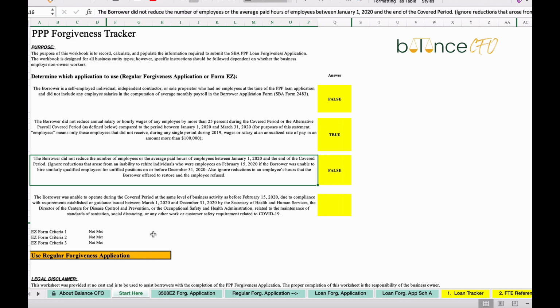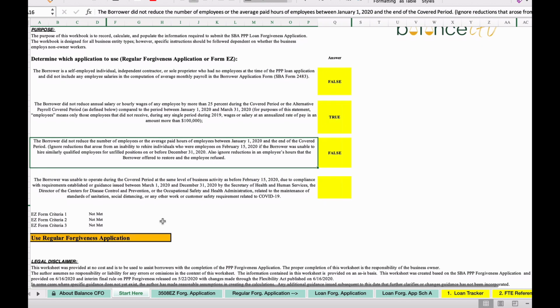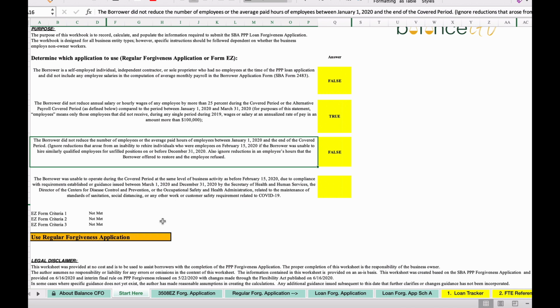Now, if we come down to the borrower was unable to operate during the covered period at the same level of business activity as before February 15th due to compliance with requirements established or guidance issued between March 1st and December 31st by the Secretary of Health and Human Services, the Director of the Centers for Disease Control and Prevention, or the Occupational Safety and Health Administration, related to the maintenance of standards of social distancing or any other work or customer safety requirement related to COVID-19. Okay, what does all that mean?